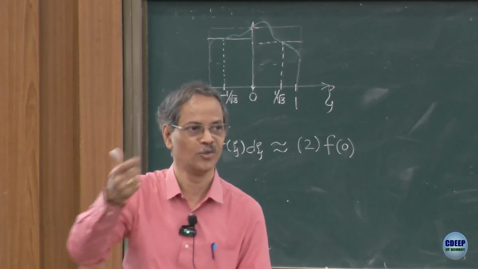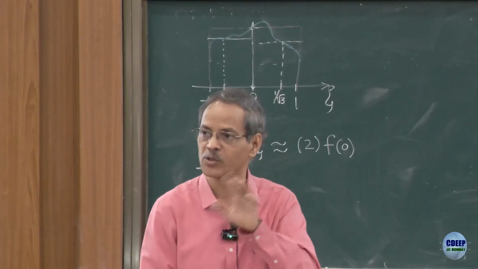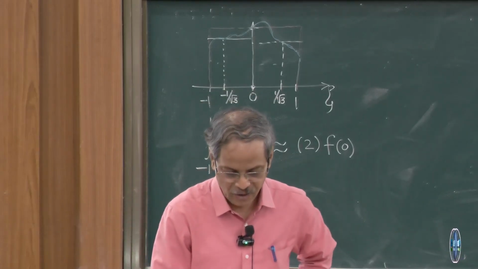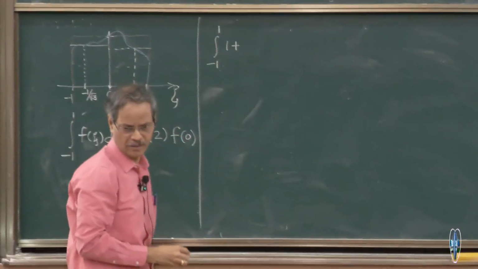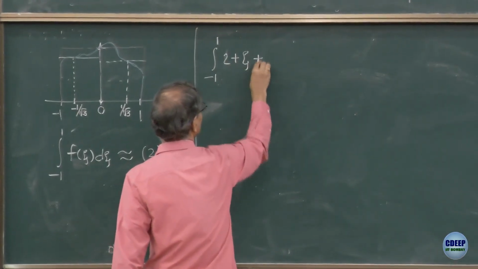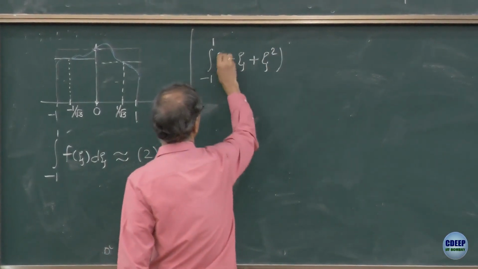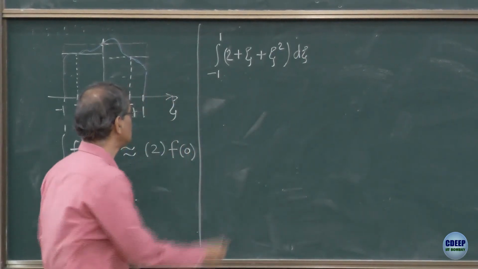How he got this? You go back to your rooms and read from the book. Okay. In the textbook I have derived all that. Now, let us try it out. You try this example and see how you get that. So, let us see the integral from minus 1 to 1 of 2 plus zeta plus zeta squared d zeta, suppose. Okay. So, this is your f of zeta.